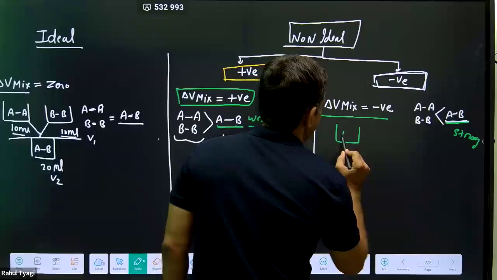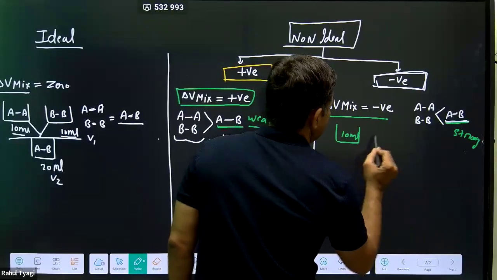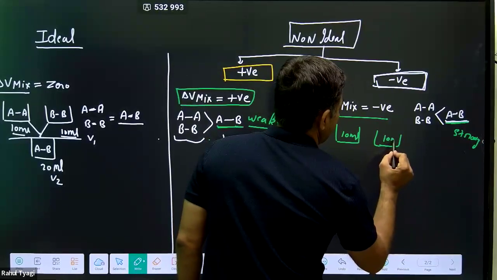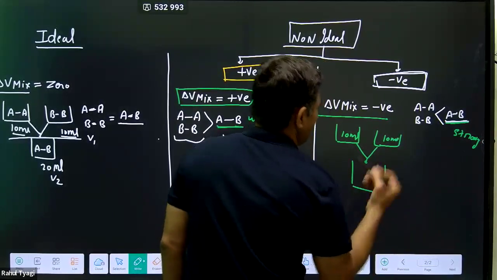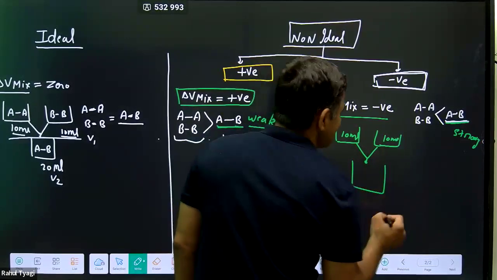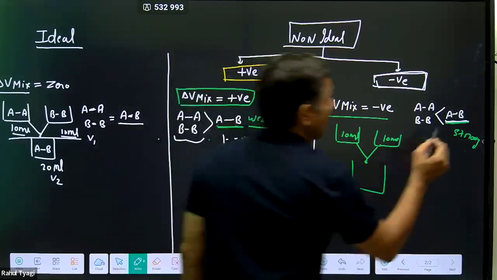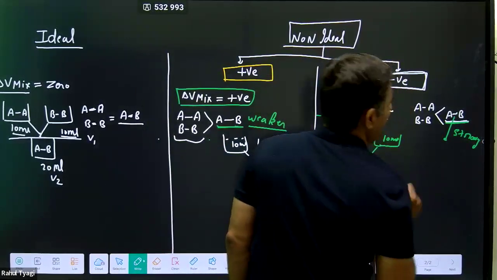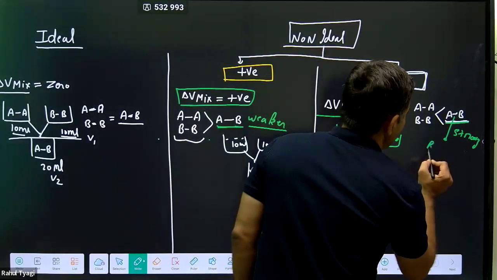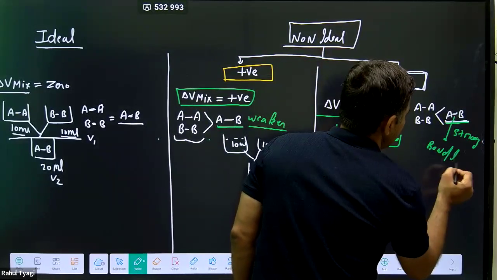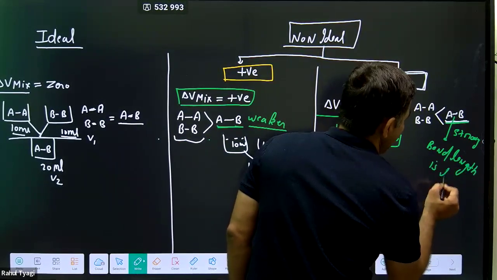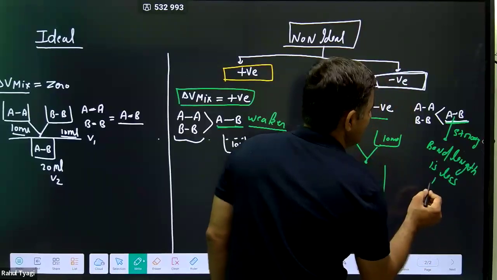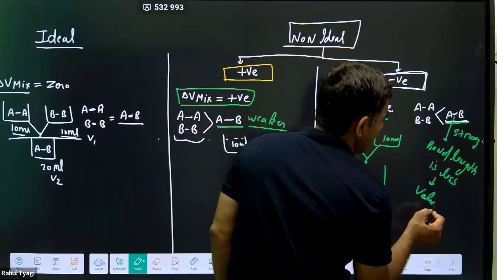Suppose this is the 10 ml and this is the 10 ml, and I mix the 10 ml and 10 ml. This becomes less than 20 ml because the bond is strong. Strong bond, bond length is less. Less bond length means volume is less.